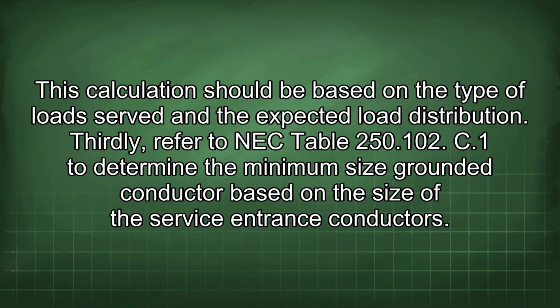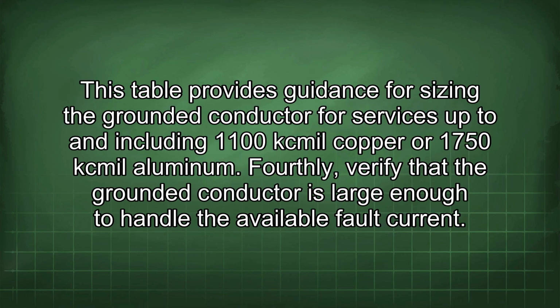Thirdly, refer to NEC Table 250.102(C)(1) to determine the minimum size grounded conductor based on the size of the service entrance conductors. This table provides guidance for sizing the grounded conductor for services up to and including 1100 kcmil copper or 1750 kcmil aluminum. Fourthly, verify that the grounded conductor is large enough to handle the available fault current.